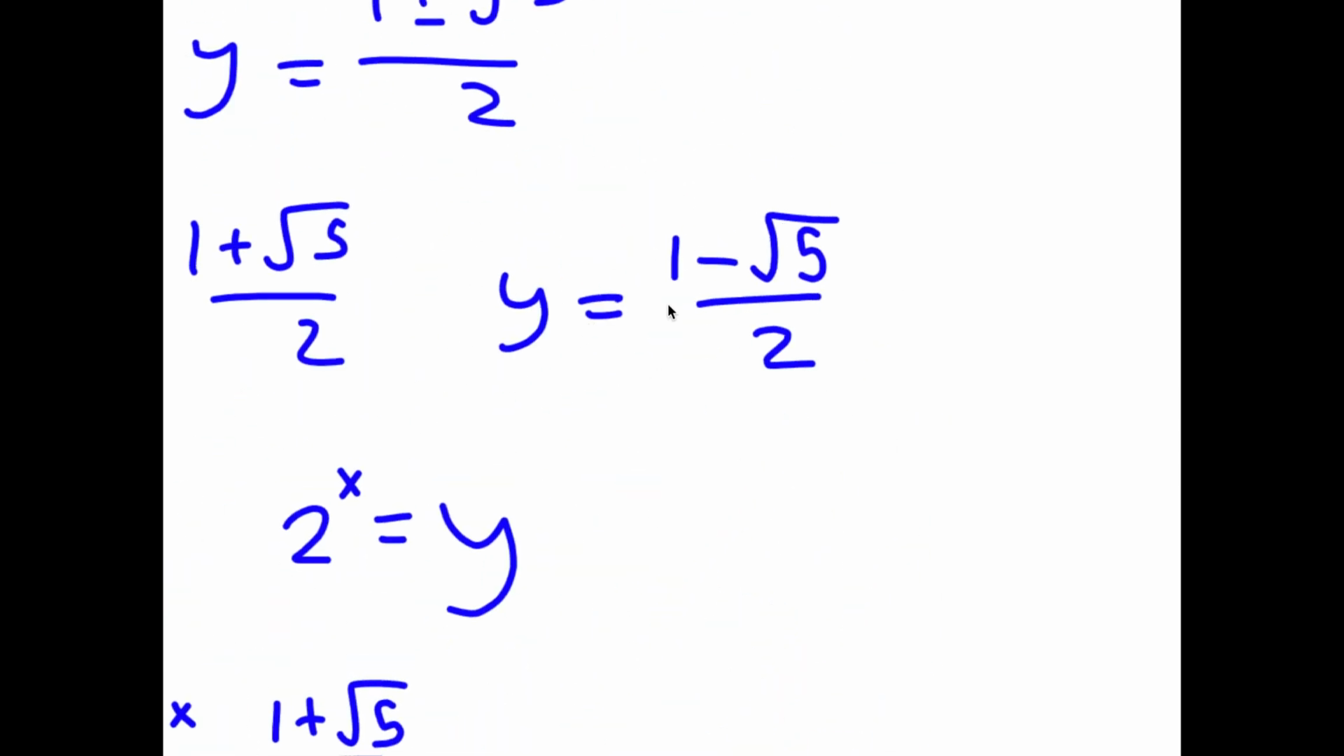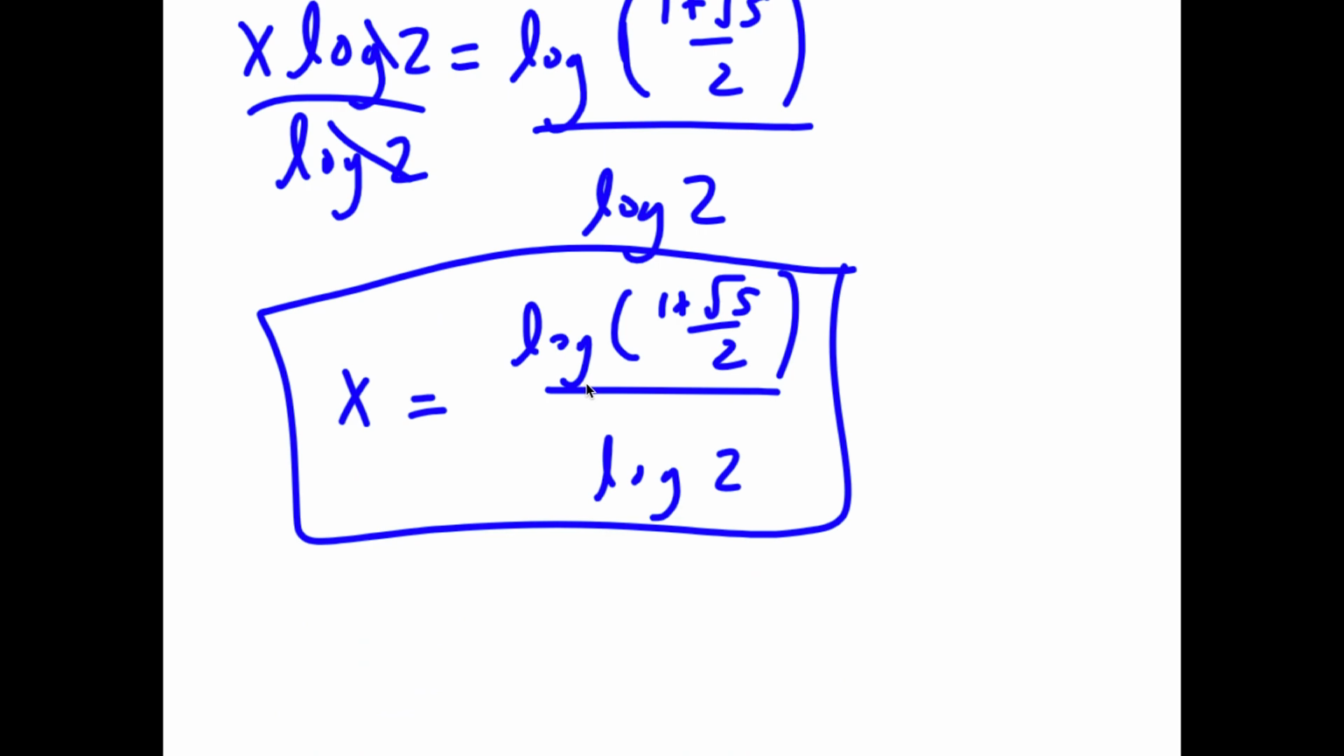Now for y equals (1 minus the square root of 5) over 2, well, 1 minus the square root of 5, that's going to be a negative number. And you can't take 2 to the power of any number and make it negative. So this is wrong, and my only solution is right here.